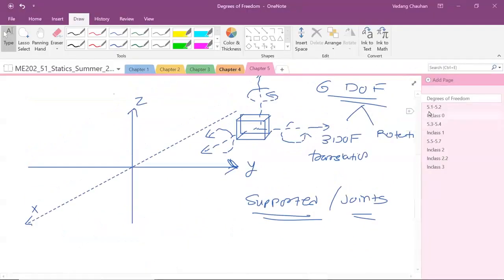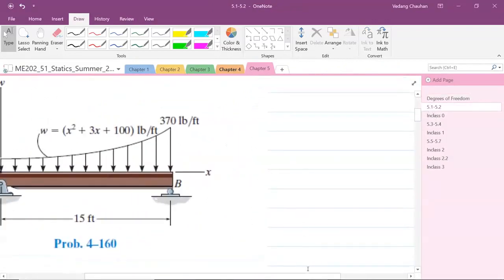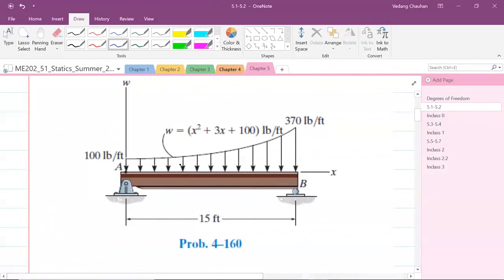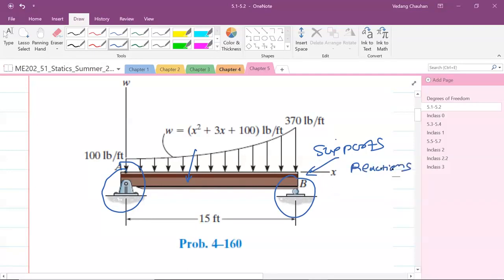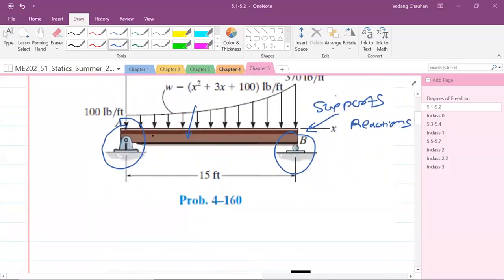Until now, we have not considered joints and supports. For example, this is the problem from chapter 4, where we calculated the equivalent point load. But let's see, where are the supports here? This beam is not completely free from its surroundings in the xy plane, but it's being supported at A and at B. These are called supports. These supports restrict degrees of freedom, and thereby there are support reactions whenever they restrict the degrees of freedom. For example, this type of support here is called a roller support.